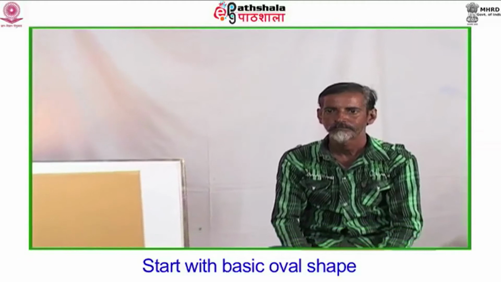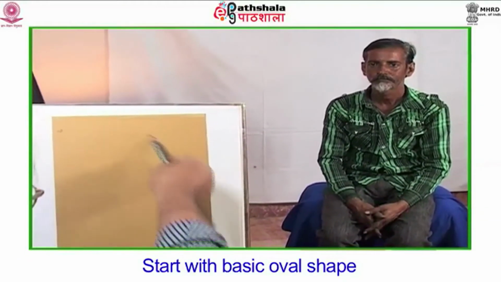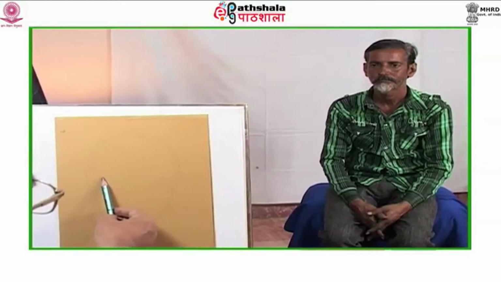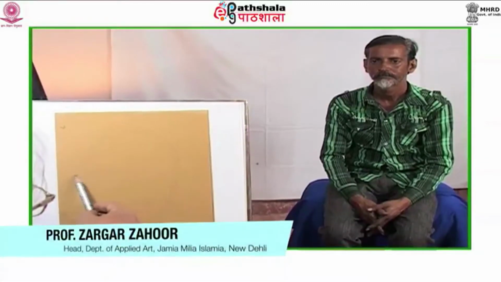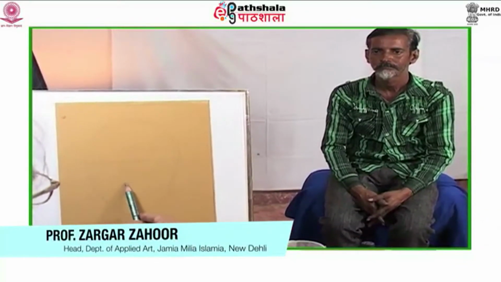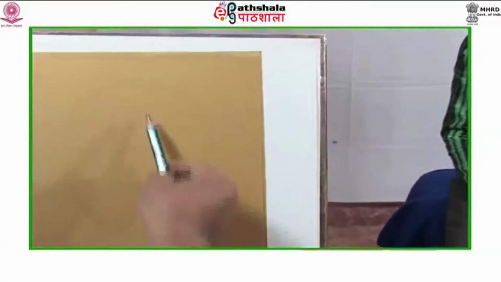I will begin by giving an outline of the basic oval shape of the head. Though the basic form of the head remains an oval, the shape of the face could be square, triangle or circle. You may divide the face in 4 equal horizontal parts and draw the central axis line for placing the facial features correctly.